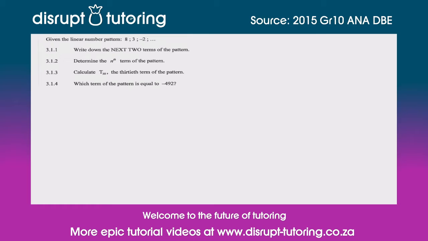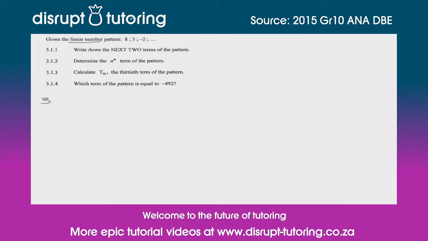Today we're going to deal with a number pattern question, and with that in mind, let's dive straight in. Now they've given us the linear number pattern 8, 3, and minus 2. What's really cool about the way they've phrased this question is they've said the linear number pattern. That automatically means that there is going to be a common first difference, which is always useful. Okay, so let's move straight into the first question.